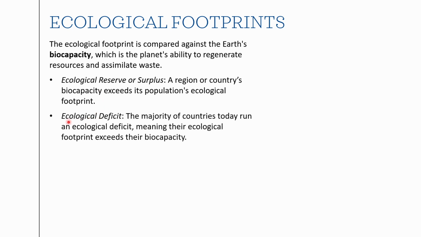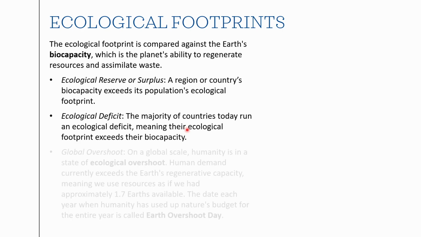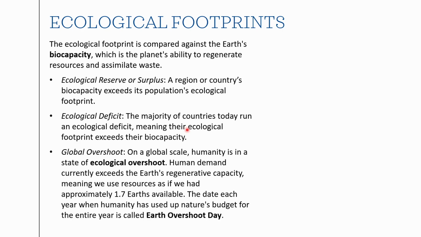An individual, region, or country would have an ecological deficit if our ecological footprint exceeds the biocapacity, meaning we are using resources faster than Earth can provide them to us. And currently, a majority of countries and areas are in an ecological deficit. The concept of global overshoot is basically how much we are exceeding biocapacity. And so we currently are in a state of ecological overshoot, right?